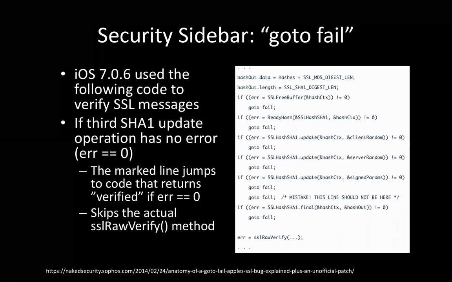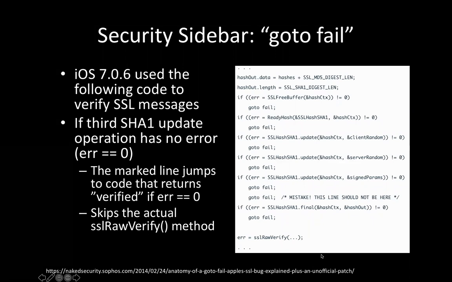Goto, because it lets you arbitrarily jump around code, makes it easy to write some errors. And this is actually a security flaw that was in a piece of code. What is it? Oh, sorry, it was SSL, Secure Sockets Layer verification code.